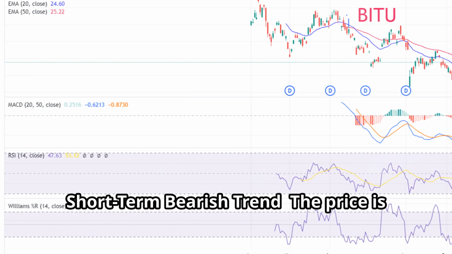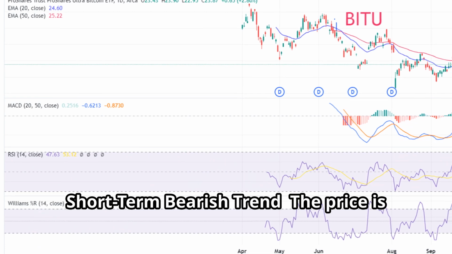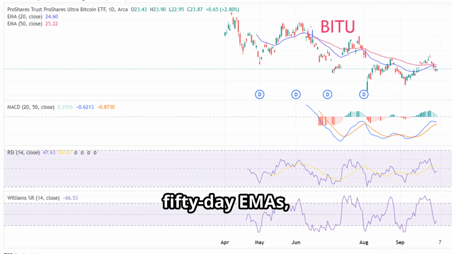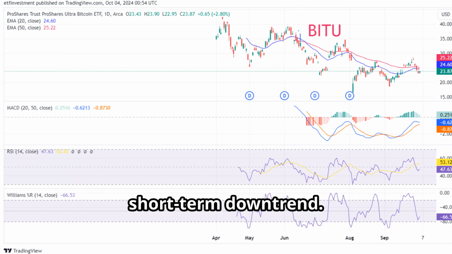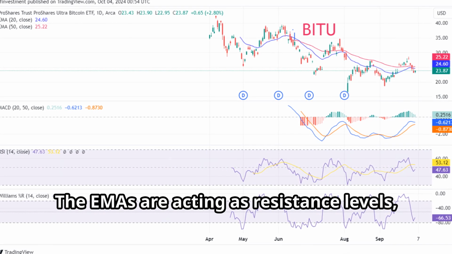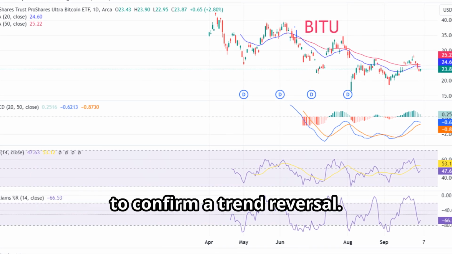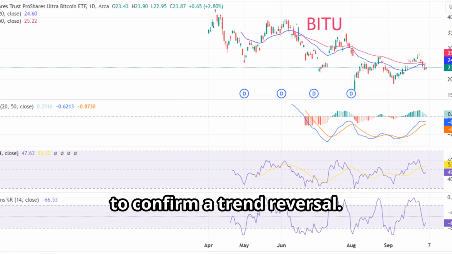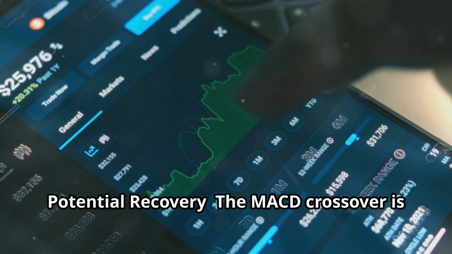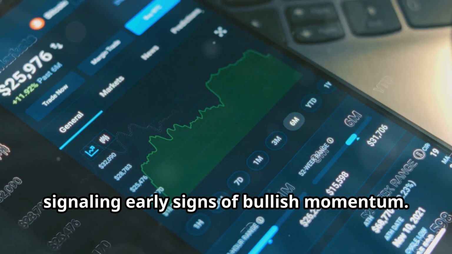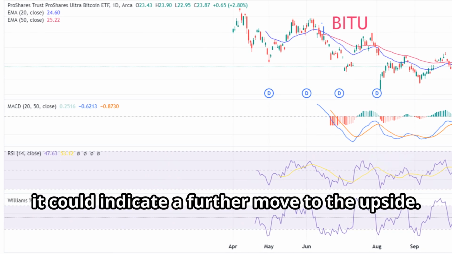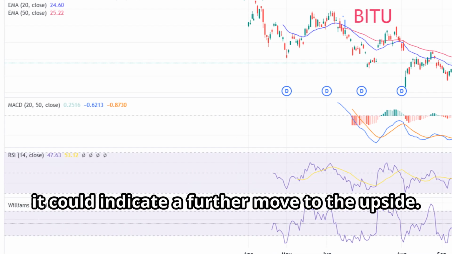Trend summary: short-term bearish trend. The price is still below both the 20-day and 50-day EMAs, indicating that the stock is in a short-term downtrend. The EMAs are acting as resistance levels, and a move above them would be necessary to confirm a trend reversal. Potential recovery. The MACD crossover is signaling early signs of bullish momentum. If this crossover continues to diverge, it could indicate a further move to the upside.